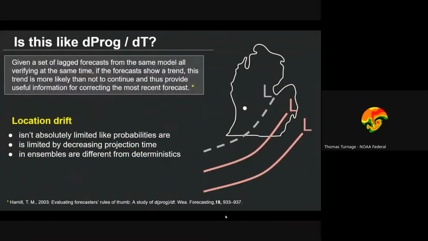So one thing I thought about when I did this is, we sort of see how there's this forecast drift idea. And so it made me wonder about deep prog DT. Many of you are familiar with the term. The idea is that it's the idea of lagged forecasts where you've got subsequent model runs that are all verifying for a particular same time. And if you're seeing a trend from run to run to run, you can more or less extrapolate that trend. You can think that trend is going to continue and be able to provide useful information for the forecast.